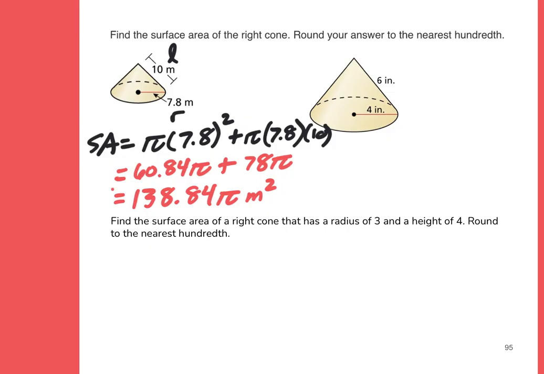But if we put that into our calculator, then we'll take 138.84 times pi. And we get about 436.18 meters squared.